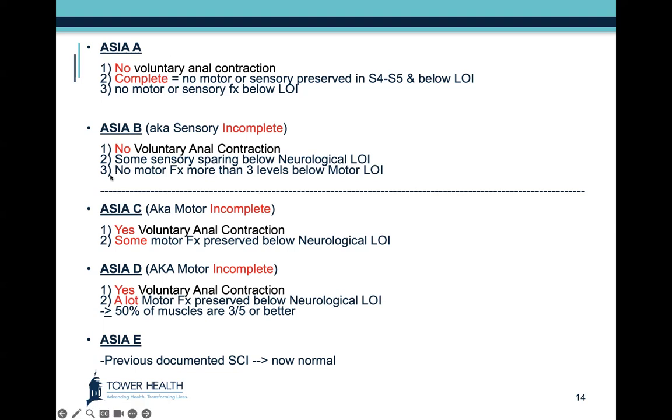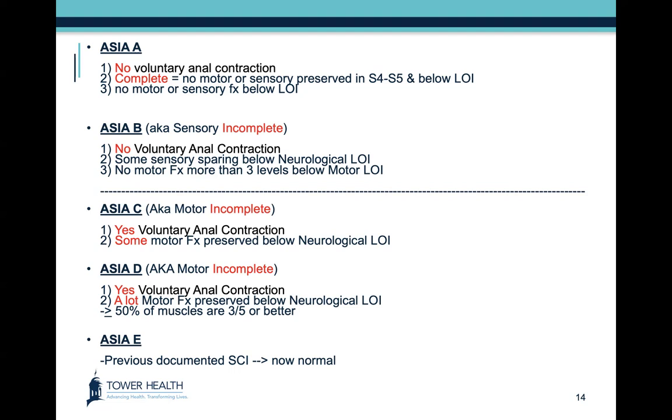The big thing here, which you can see with the dotted line, is that no voluntary anal contraction means you're an ASIA A or a B. That's how I like to break it down in my head. If you have no voluntary anal contraction, the highest you can be is an ASIA B. After ASIA A and B, that's going to be intact. And then you just have different varying levels of motor and sensory preservation below the level of injury. ASIA A is the worst. There's the one test in life you don't want to get an A on. ASIA D is theoretically the best.